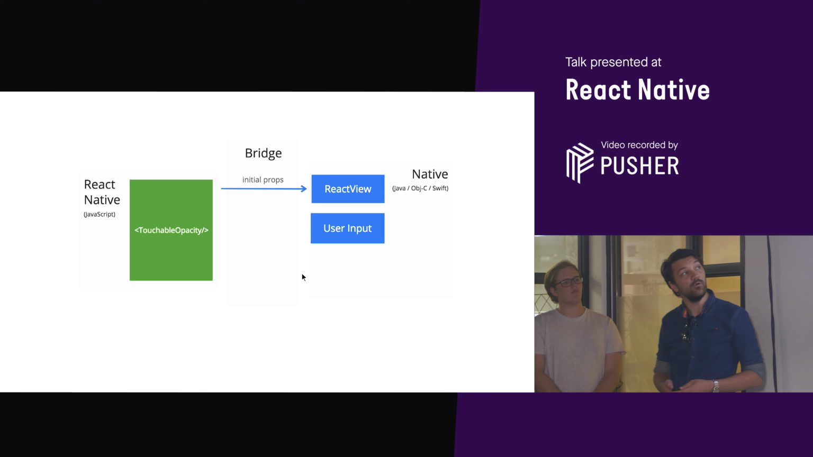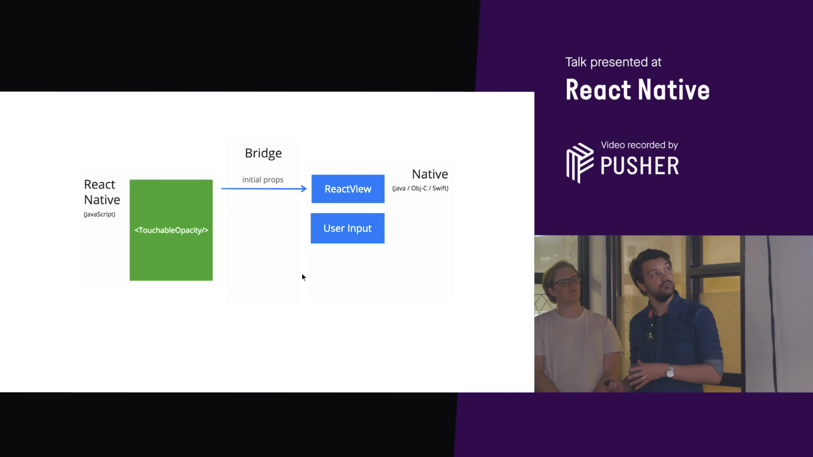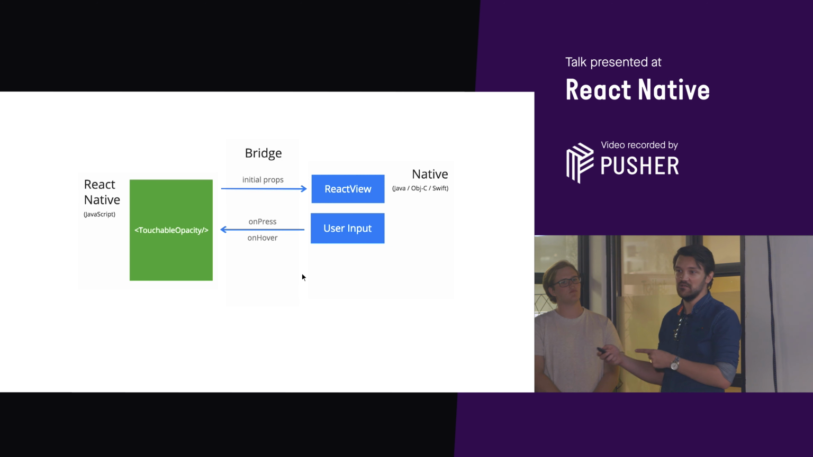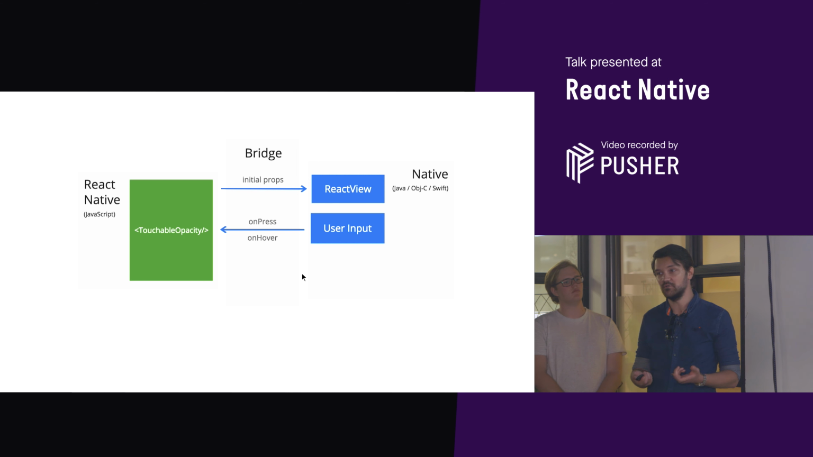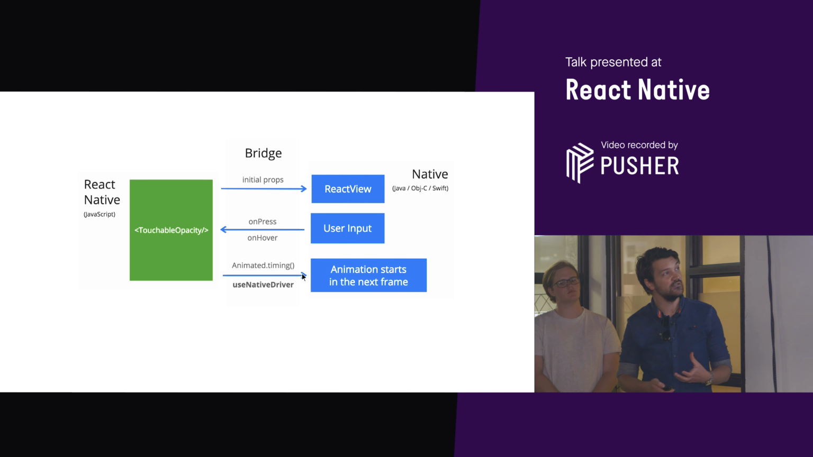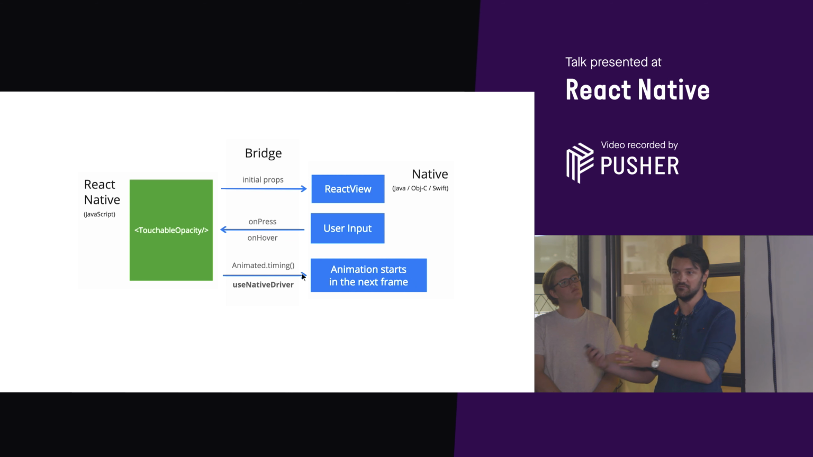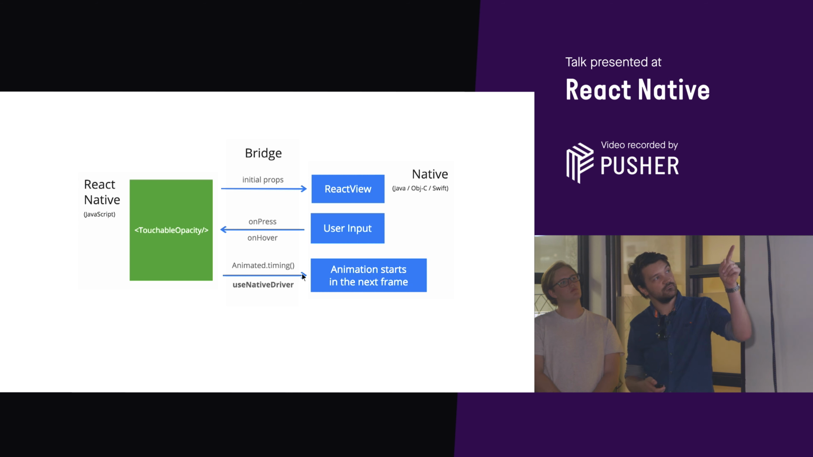And whenever that view receives any user input events, the information about the event is sent back to the JavaScript context, which could be either an on press or an on hover event. Then the component makes a decision of what to do, and very likely, in many cases, the decision is to start the animation using the native driver to make sure the animation is happening on the native side. As you can see, the message is being sent across the bridge back and forth, where an event is sent and then another event is sent back to start the animation.